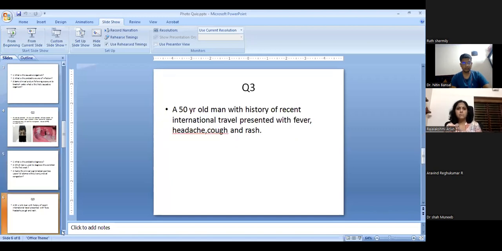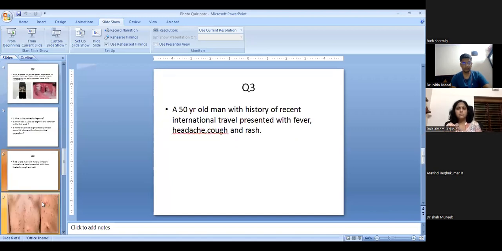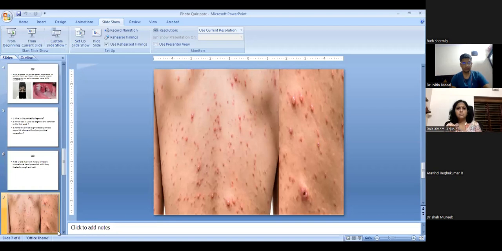And the third question, the clue lies in the morphology. So the answer is actually chickenpox, varicella zoster, because you are seeing the pleomorphic lesions. You are seeing the macular lesions, the papular lesions, the vesicular lesions, as well as the crusted lesions in the same image.